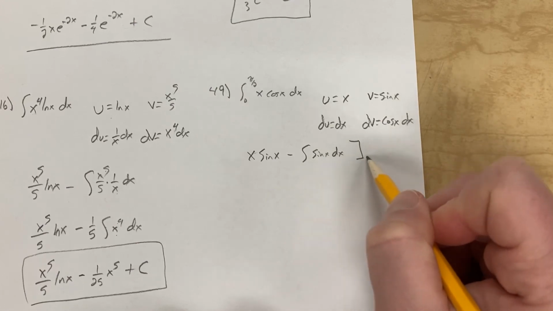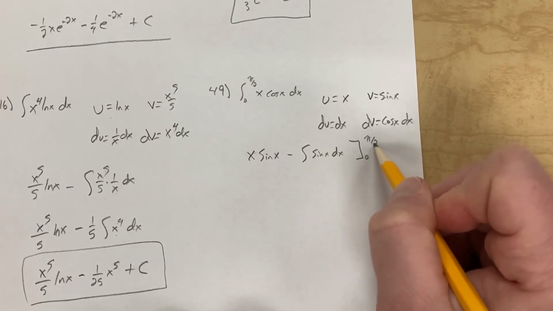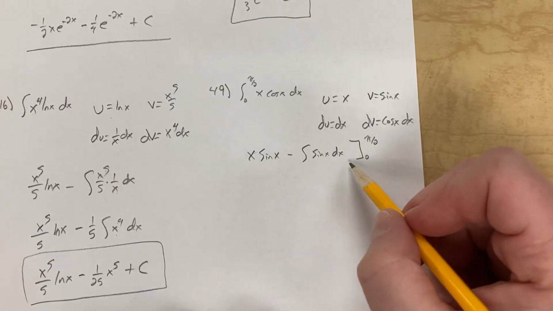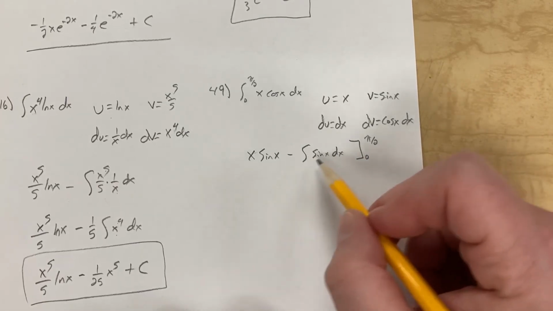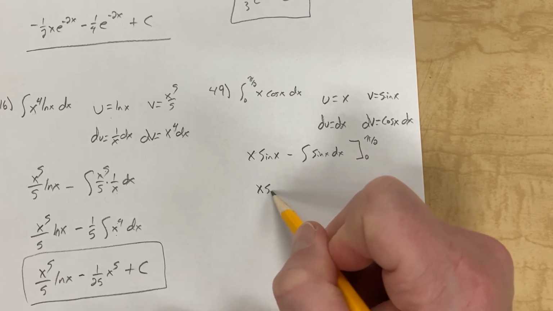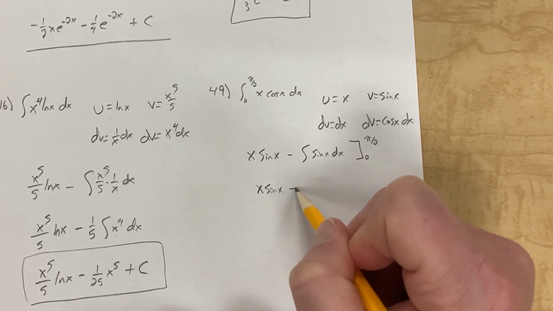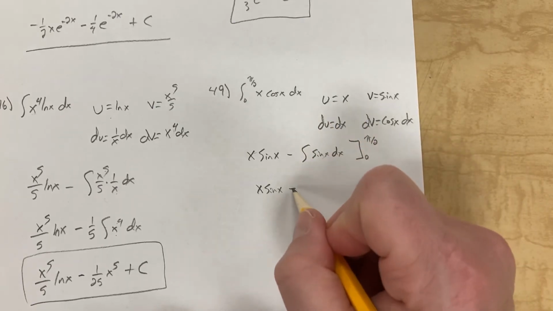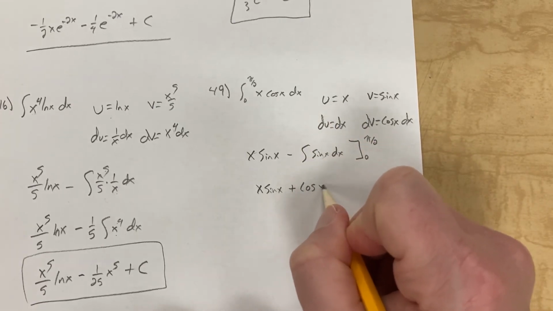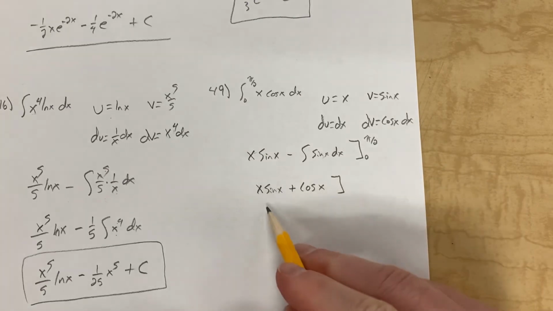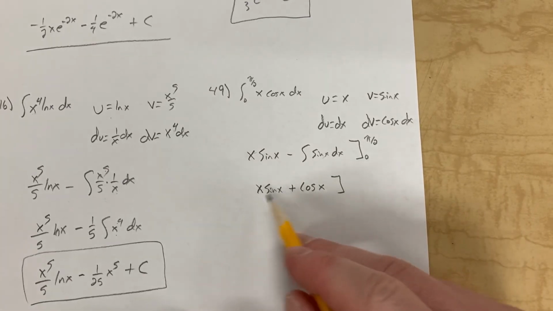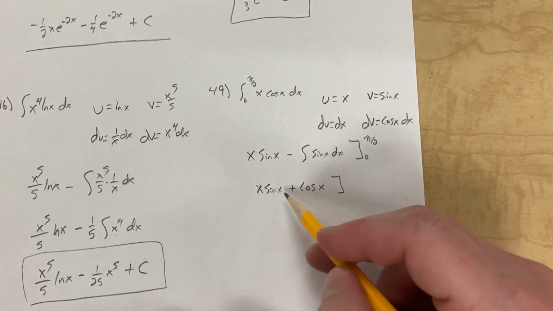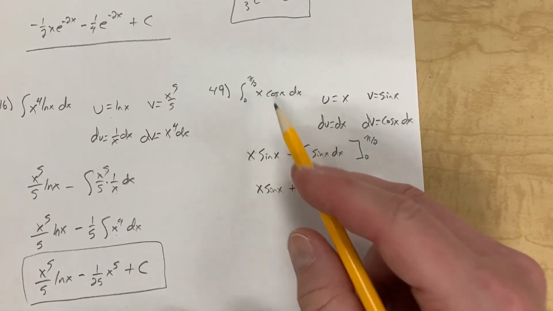And we're going to be doing that from 0 to pi over 2. Other people will do it differently, but I like to put it here for right now. Let's finish the integral though. So this is x sine x minus the integral of sine, which is negative cosine. So that's going to turn that to a plus. So this right here, x sine x plus cosine x, is the integral of this. If you were to take the derivative of this, you would get this expression right here.